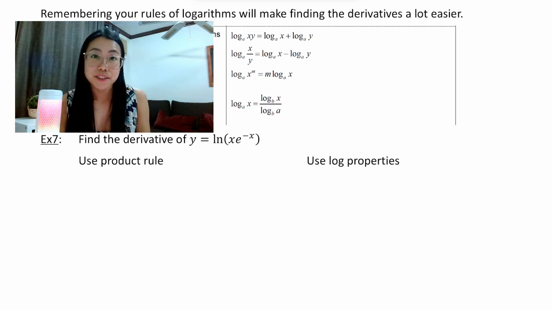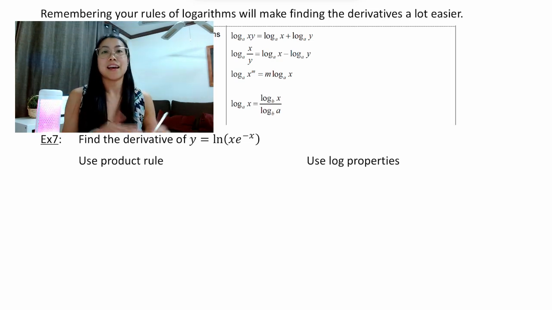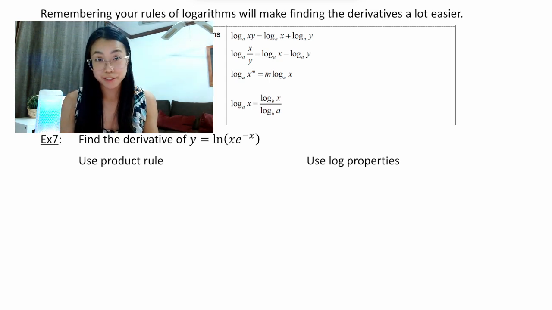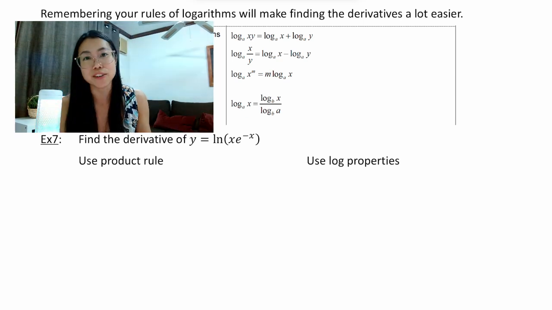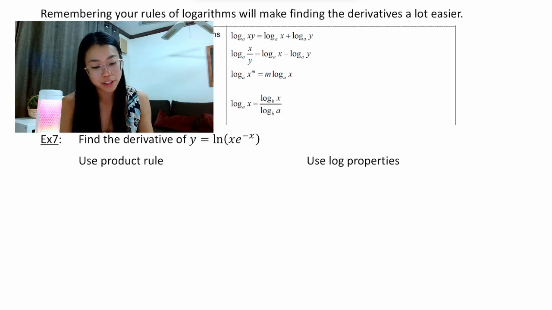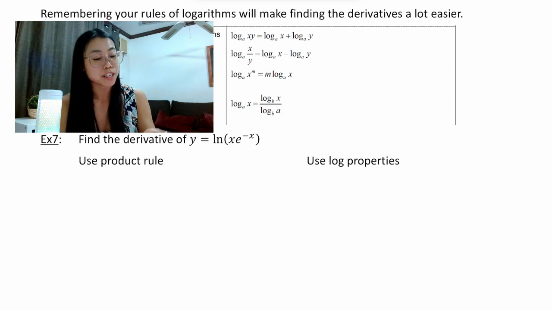So in some scenarios, if we are given a log function to derive, use log properties, because sometimes that can make it easier for us to find the derivative. So we're going to attempt this question twice, once using the product rule in combination with the chain rule, and then again, but this time we'll apply our log properties first. So let's try using the product rule plus the chain rule.